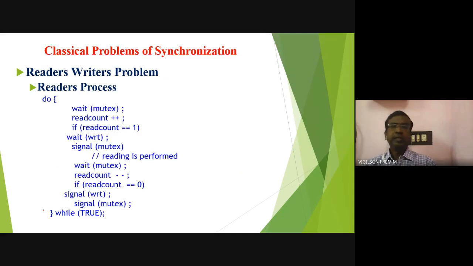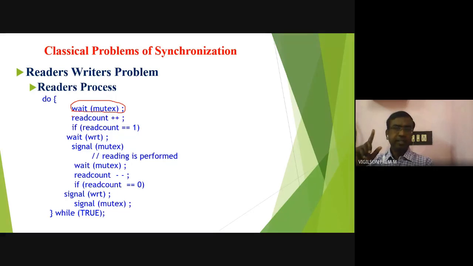Quickly go through the signal reader process. Listen carefully. First, I am asking for waiting mutual exclusion. That means, as I already told, when one process is reading, another process cannot write. When one process is writing, another process cannot read. So that mutual exclusion must be maintained first. When I am going to read, writing is not allowed, so I have to wait first.